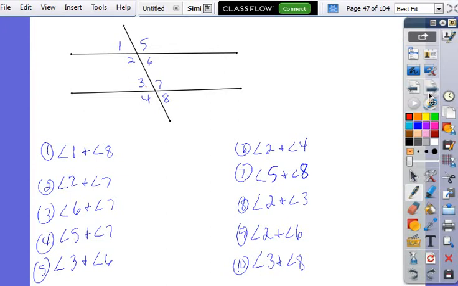They're side by side, and they make 180. So that makes them a linear pair. If they're side by side and make a line, it's a linear pair. 3 and 8 are what kind? Nope. 3 and 8? Oh, vertical. 3 and 8 are vertical.